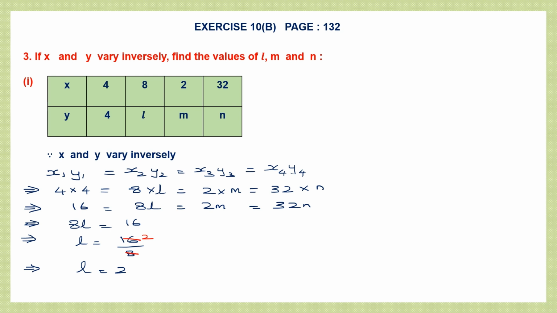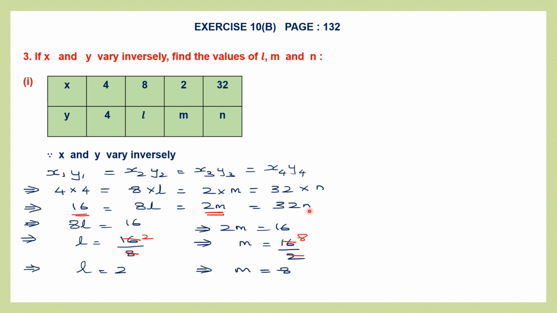Similarly, now let's take the next thing, that is 2M. 2M is also equal to 16. So let's write that. So what does that mean? 2M is equal to 16. So now let's find the value of M. M is equal to 16 by 2. Cancel. 2 8s are 16. So we have found the value of M. M is equal to 8.